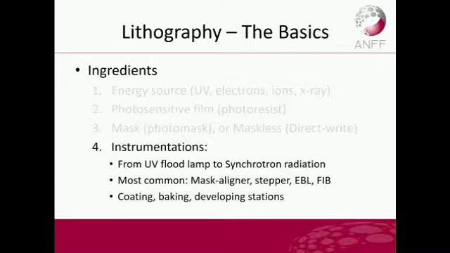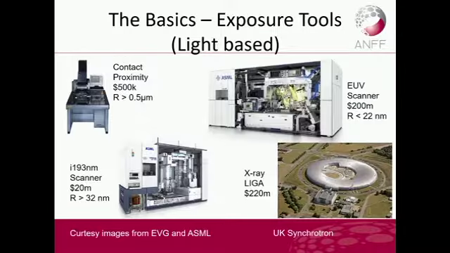You will also need some instrumentation to control the coating, which is usually done in a spin coater. You need some way to control the baking process. You need to have a way to develop these resist materials afterwards. A standard tool for a mask aligner comes in around $500,000. And if you look at the 193 scanner, they are about $20 million each.